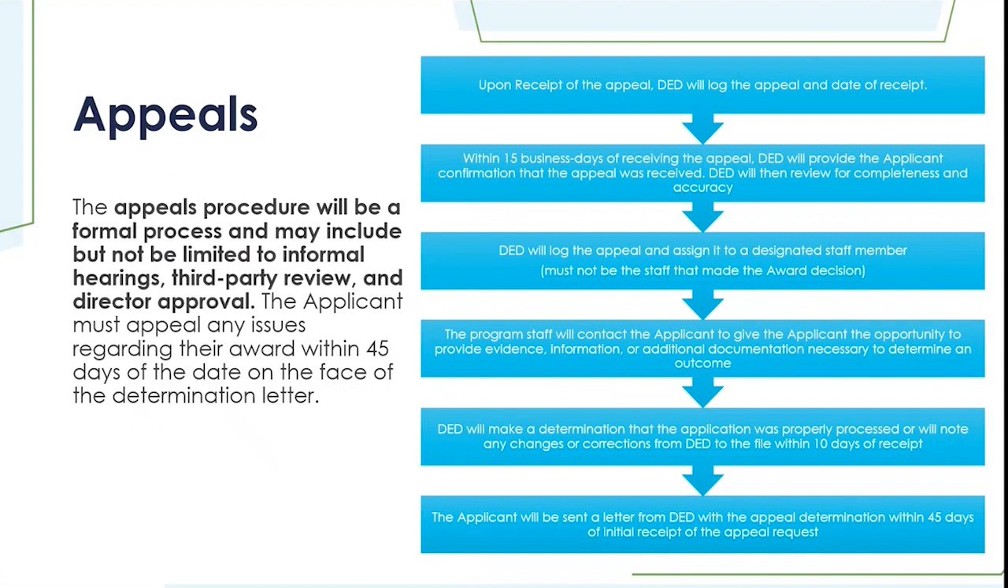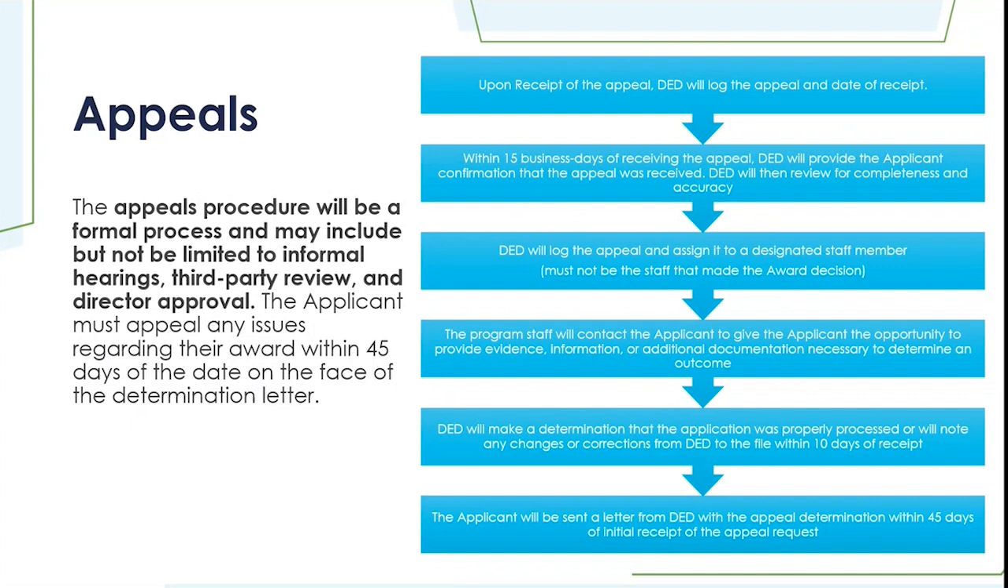So if during the application process either your application is not approved, or your budget was not approved for any variety of reasons in which an appeal might be necessary, if you are not happy with the outcome of any determination made by DED, there is a formal appeals process. So this process may include, but is not limited to, any informal hearings, third-party review, or director approval. In order to submit an appeal, it must be submitted within 45 days of the date on the face of the determination letter. Okay, so once that determination letter is sent, based on the date of when that letter was written, the subrecipient or applicant would have 45 days to appeal any decisions on that.